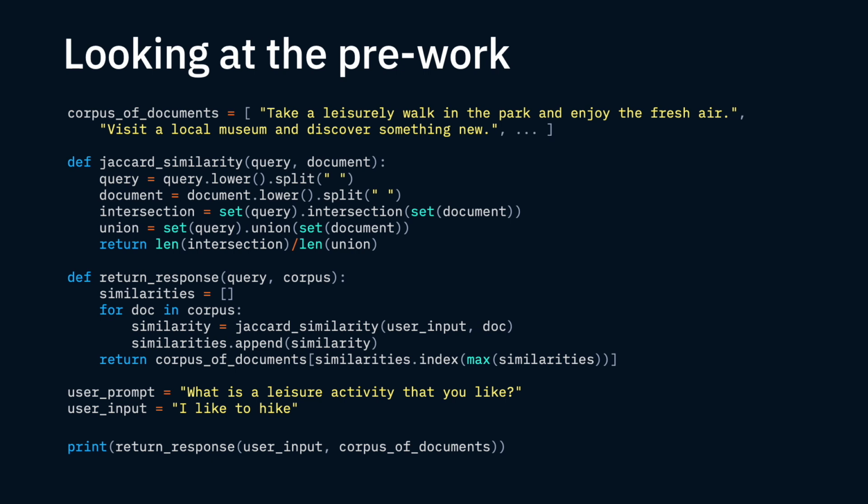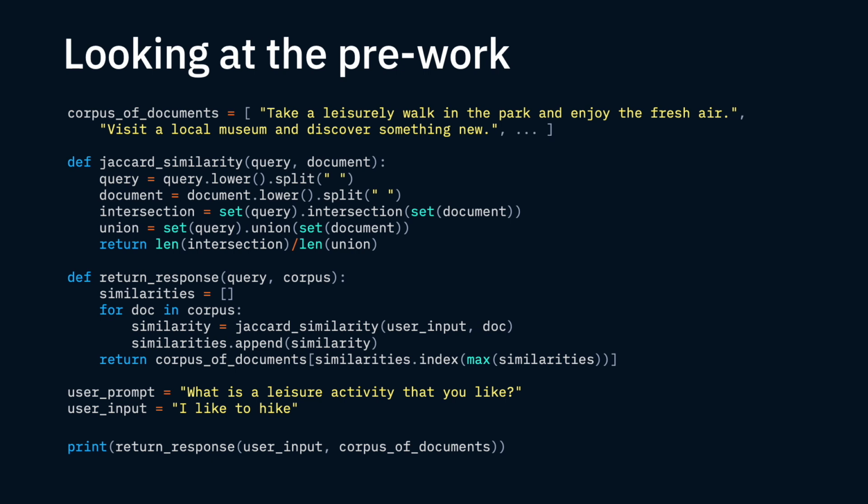So I'm going to thank Bill Williams for this very simple toy example. So imagine for a moment that you have a corpus of documents. We're just going to look at the pre-work section here for a second. Forget about the LLM. So let's say we have just a collection of suggestions for activities of things that you can do. And all you want to do is you want to ask the user, what's a leisure activity that you like? In this case, well, I like to hike.